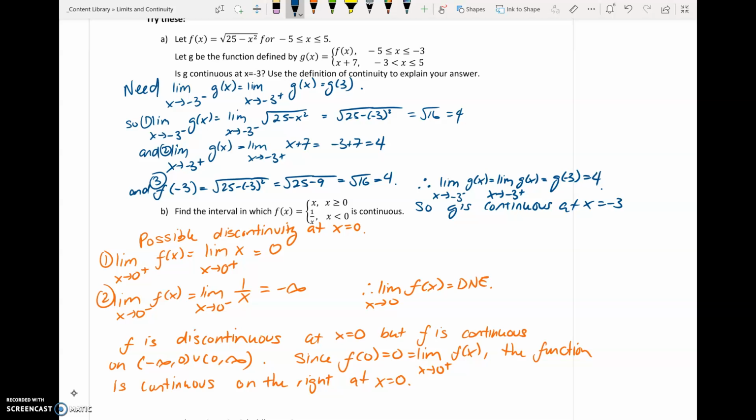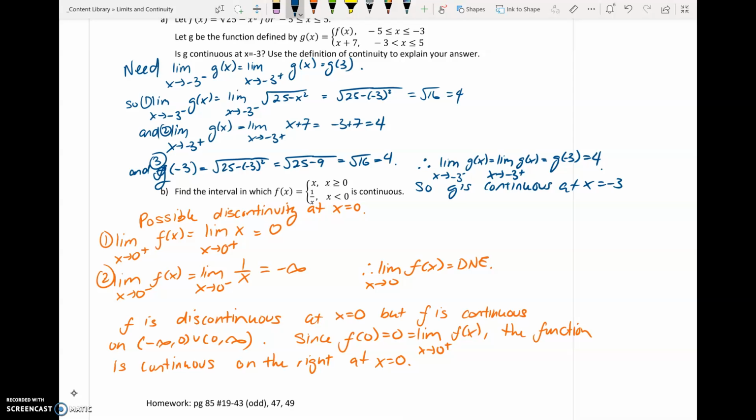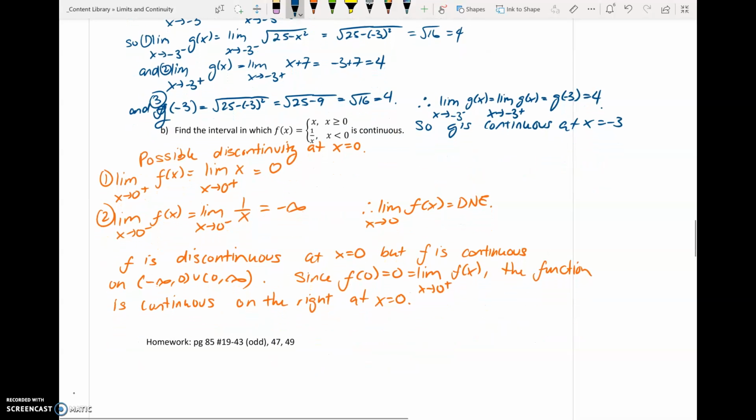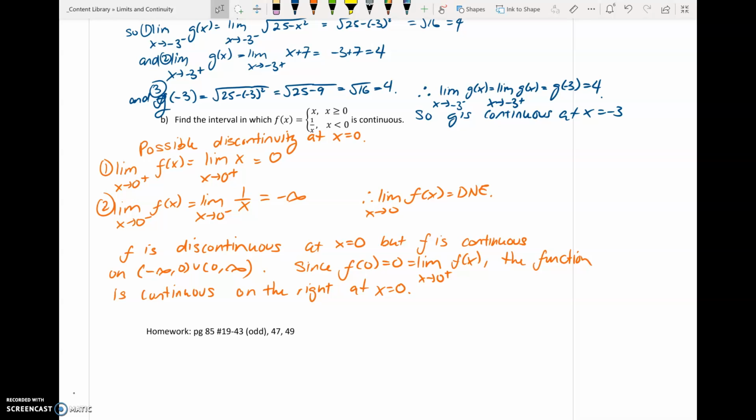So we've done each of those things. I labeled them as 1, 2, 3, just to find the 2 different limits, and then to find, sorry, it's supposed to be g of negative 3. And then that's all. They are all equal to each other, so then g is continuous at x equals negative 3. And then for the next part of the question, you're given a different piecewise function. We want to show which intervals it is continuous.